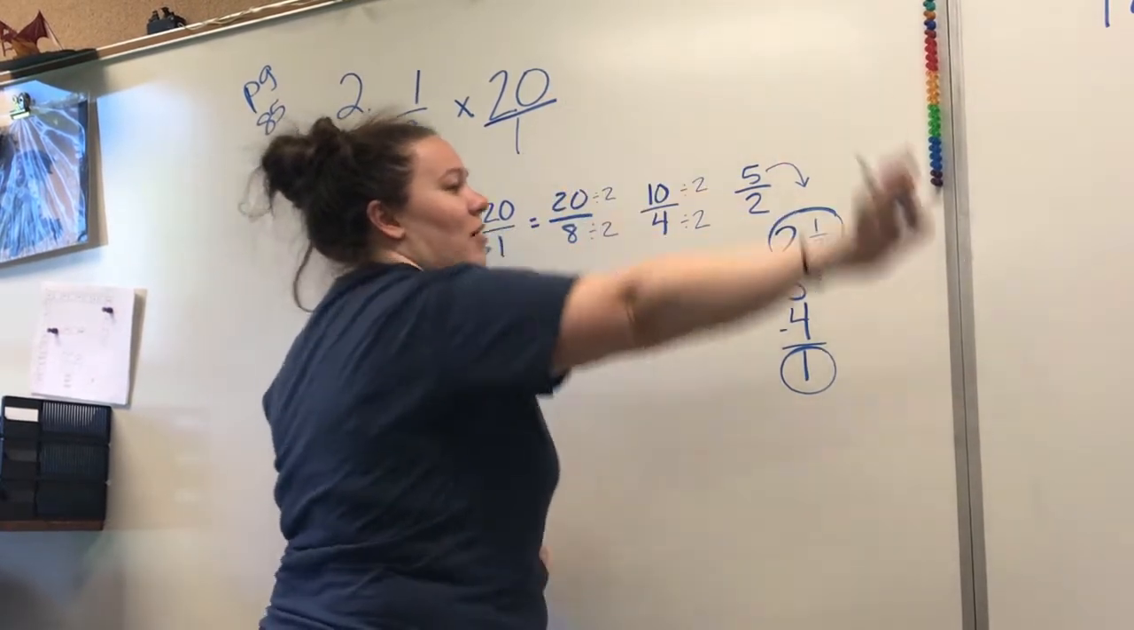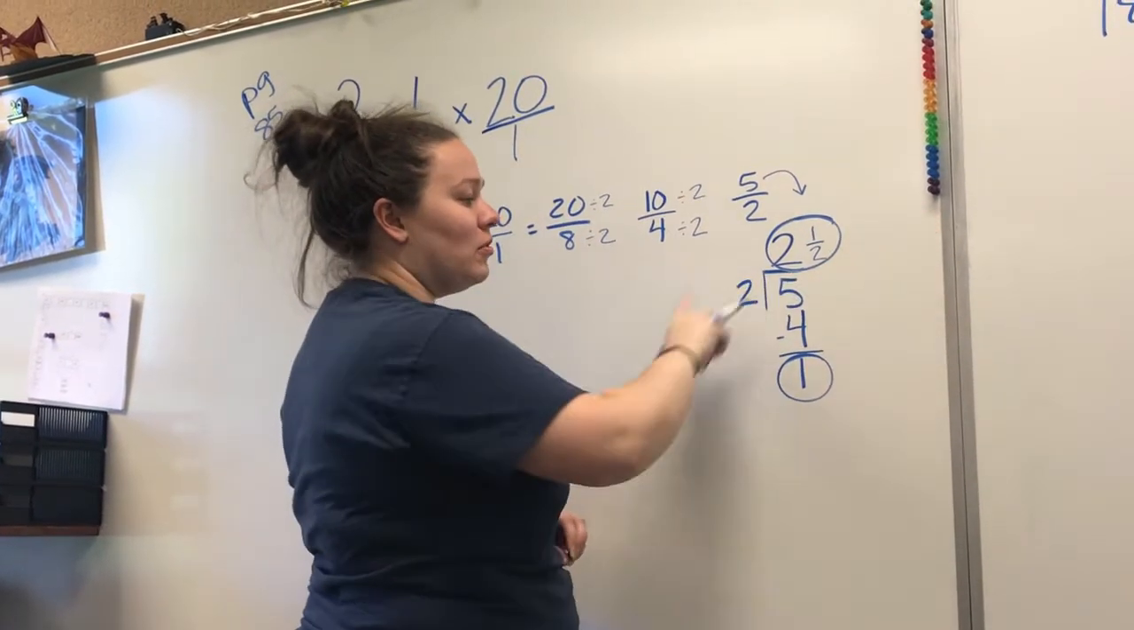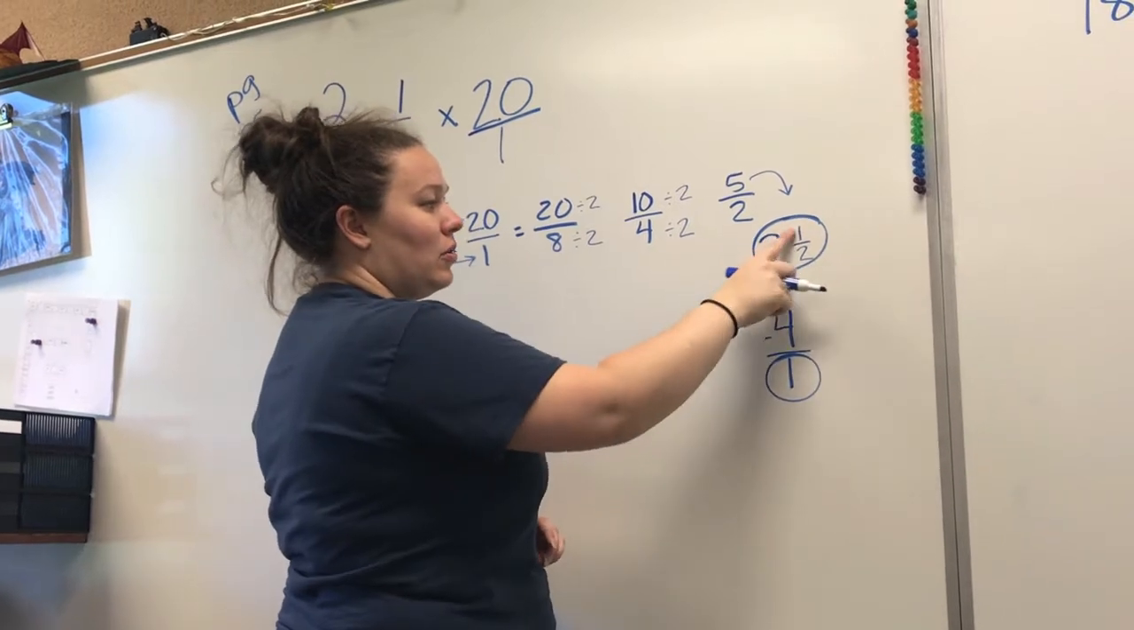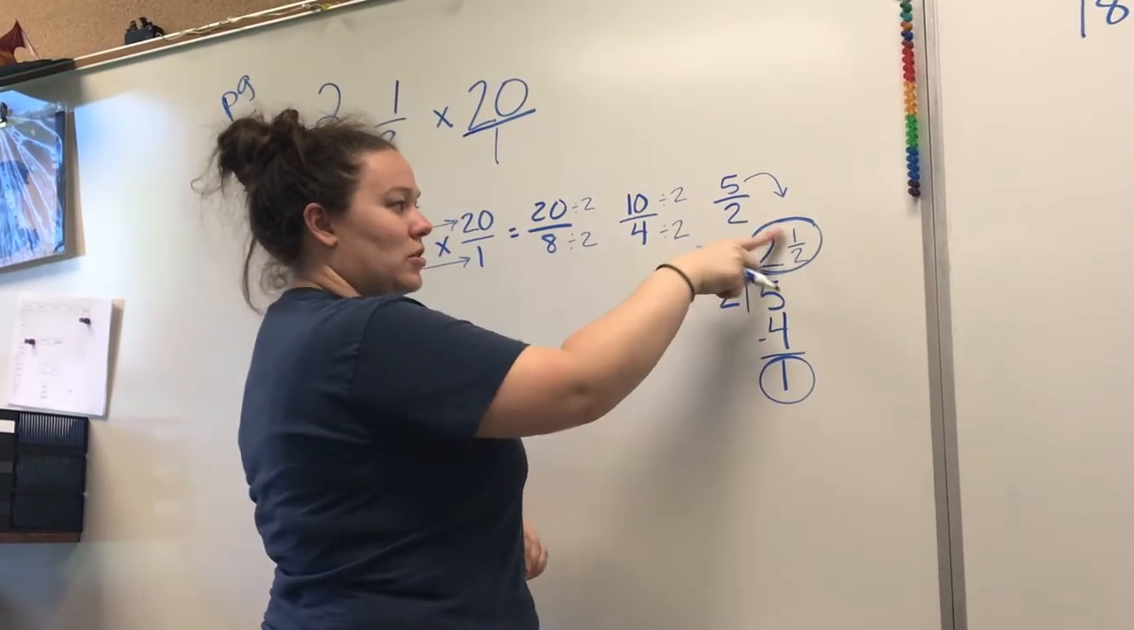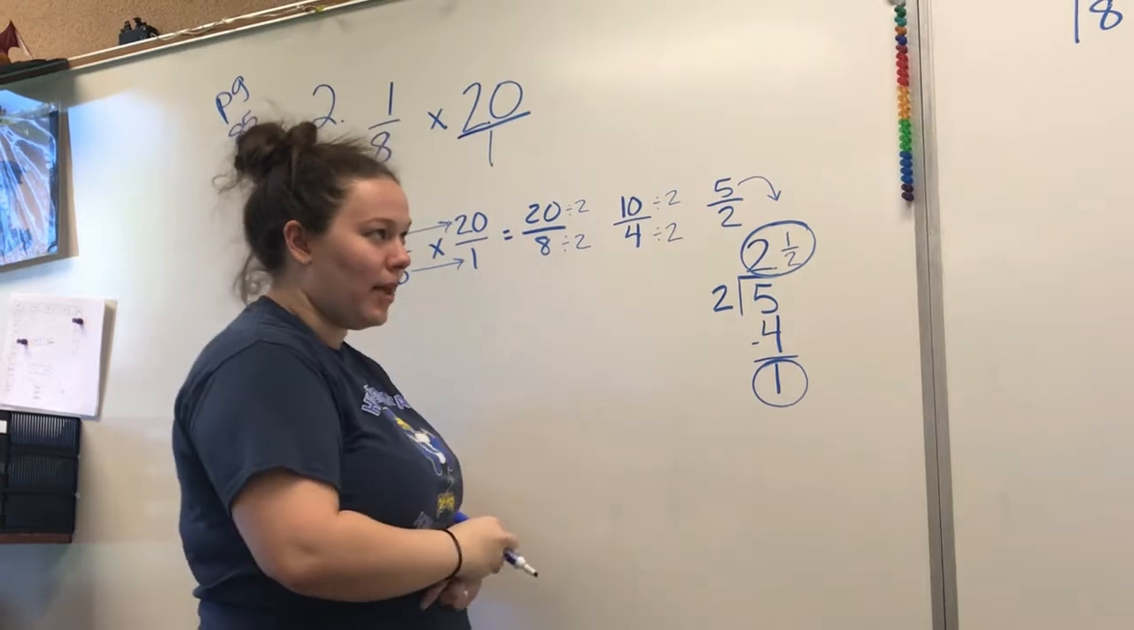So just remember to push the top number to the right, and then set it up with your whole number. Your remainder goes on top and your denominator stays the same.